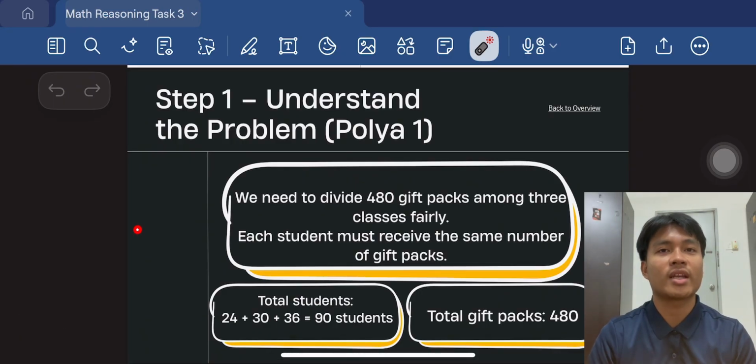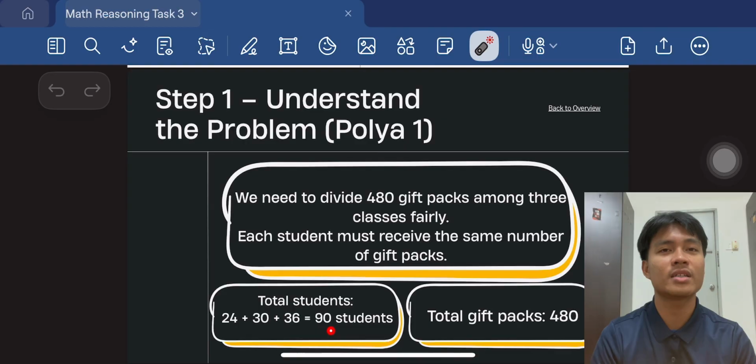So, step 1. The first step is understanding the problem. We need to divide 480 gift packs among three classes fairly, right? That means every student should get the same number of gift packs. When we add all the students together, 24 plus 30 plus 36, we get the total of 90 students. And that's what we will use as the basis for the whole calculation.